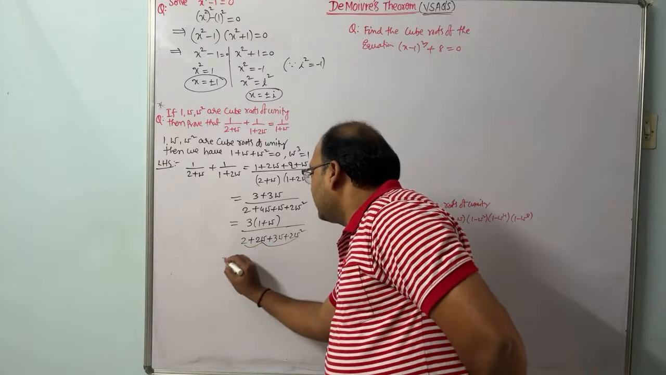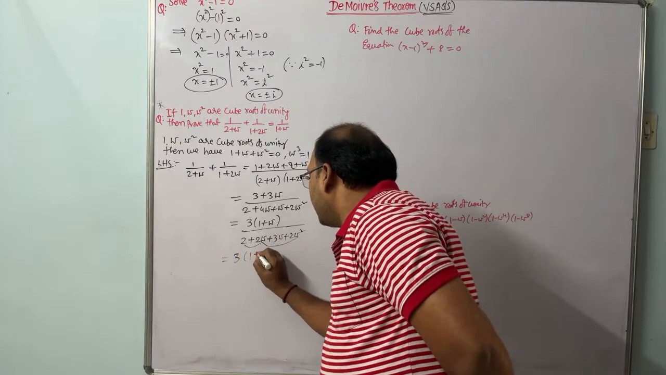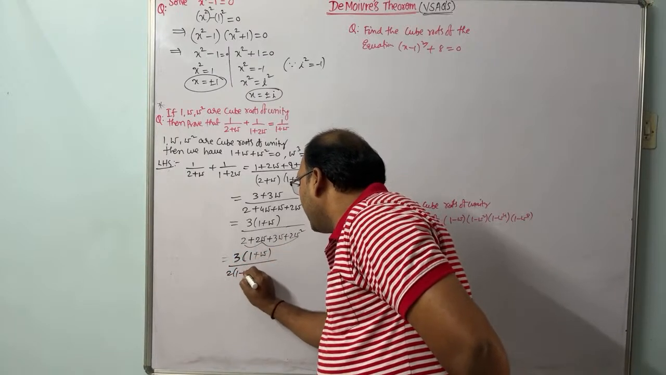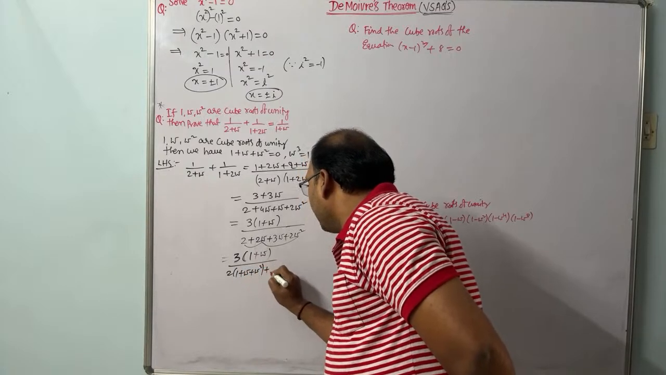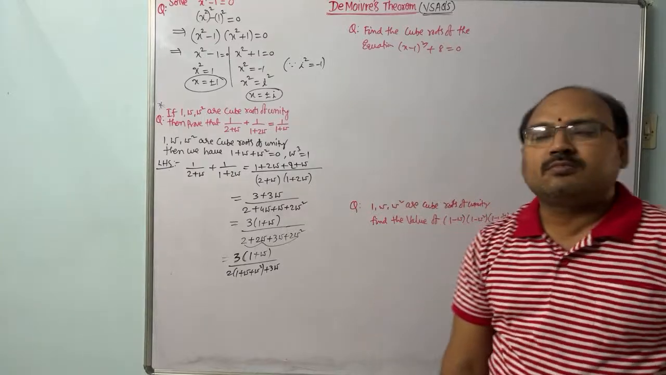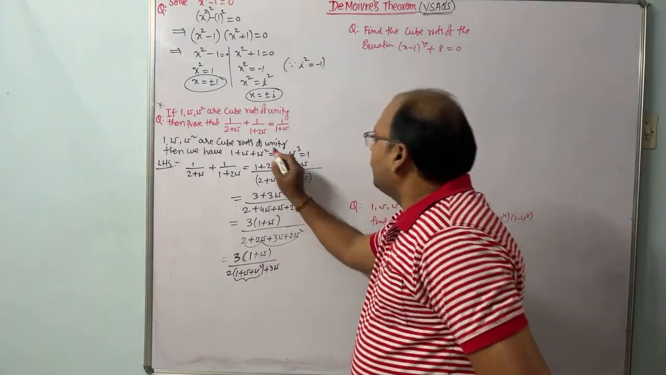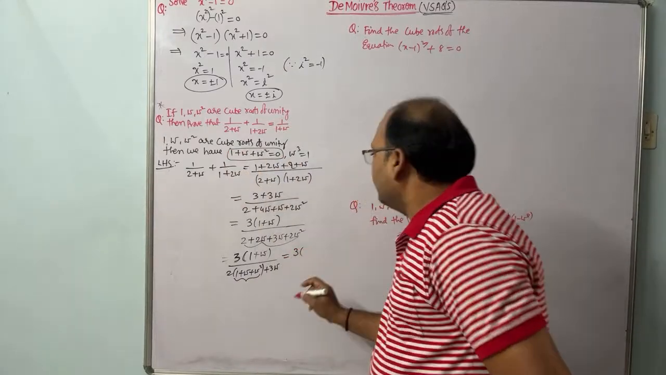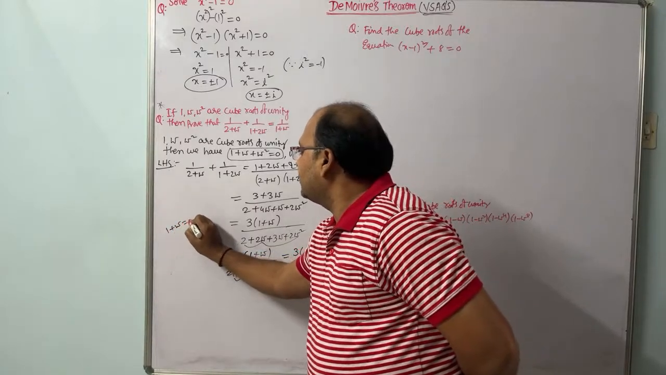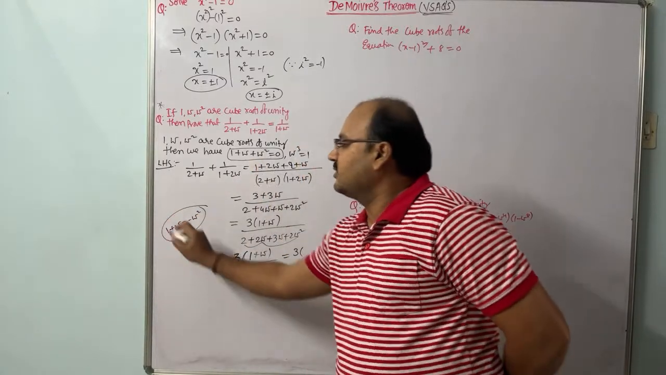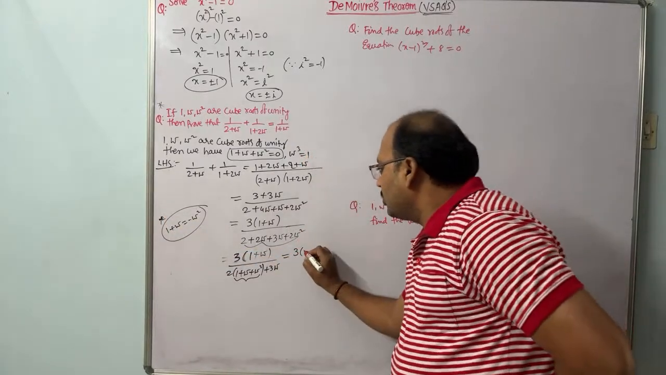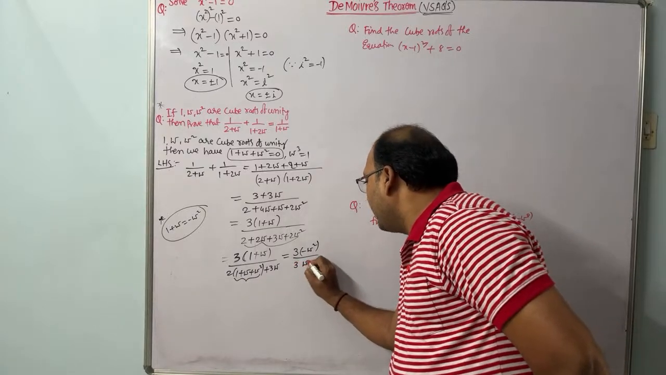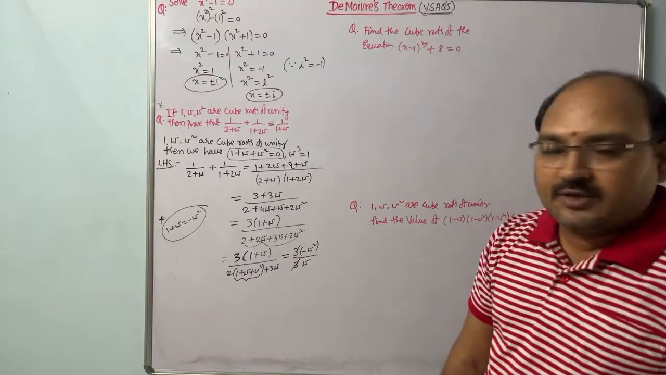So from these, 3 into (1 plus omega) by 2 into (1 plus omega square) plus 3 omega, dear students. This first bracket value goes to 0 by using the result 1 plus omega plus omega square equals 0. We know that 1 plus omega is equal to minus omega square, again from this result, keep in mind. So minus omega square divided by 3 omega, since that value is 0. The 3s get cancelled. Are you getting it, all of you?